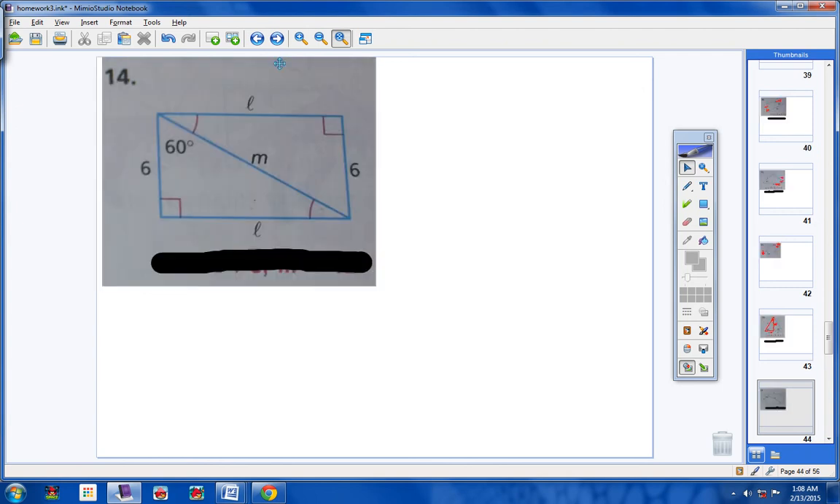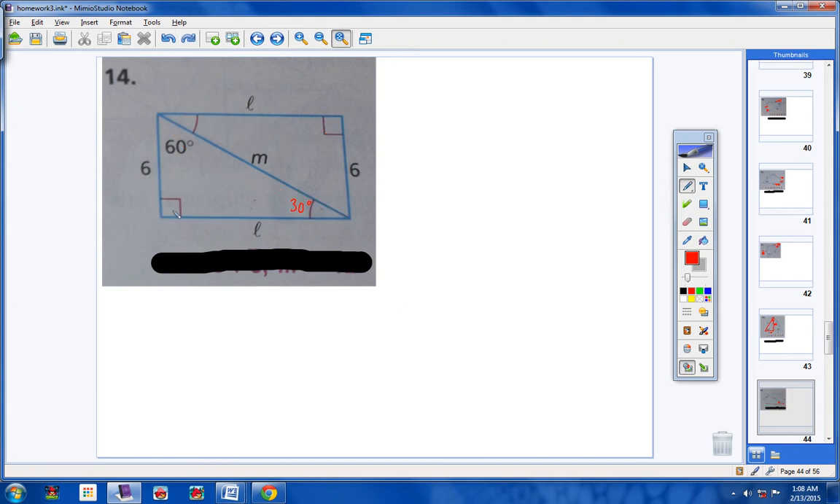Alright, number 14. Now, let's think this through here for a second. I know this is 60. I know this is 90. So I know this has to be 30 right here. Okay? We're looking for the length of L and M. So if you'll completely ignore this up here, I have a nice 30, 60, 90 triangle right down here. That's what I'm going to use, okay?